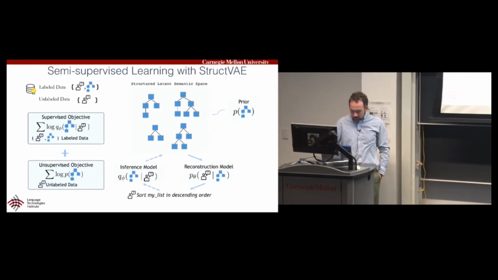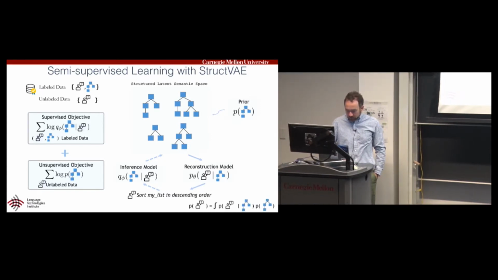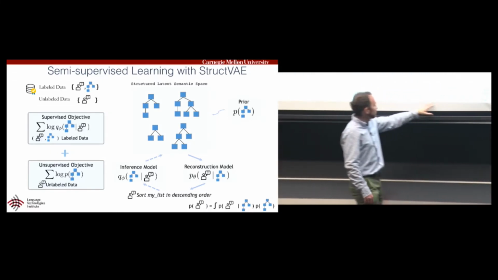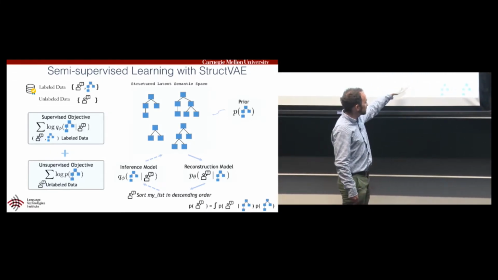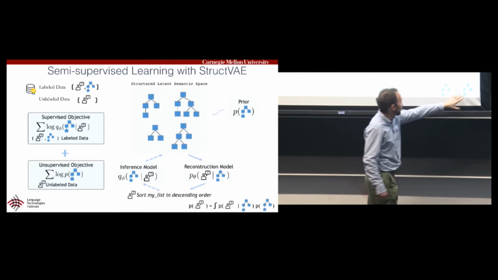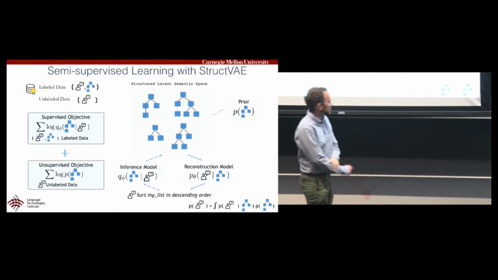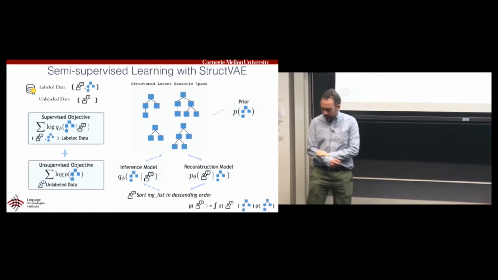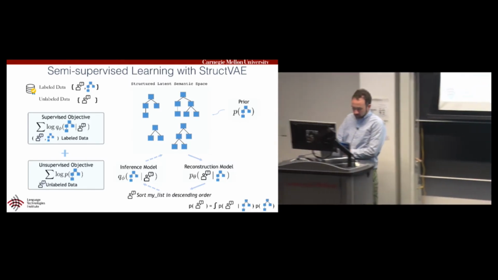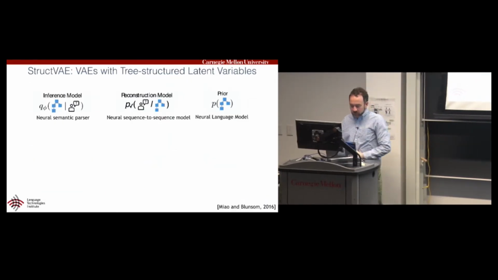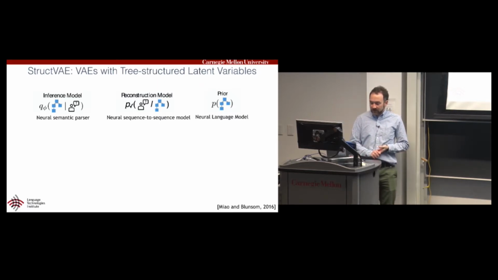So how do we do this? Oh yeah, sorry. And the probability of the utterance, like in the VAE, is an integration over all of the trees with the prior probability multiplied by the reconstruction model probability here. So how do we do this? The answer is we have to define a prior, a reconstruction model, and an inference model.